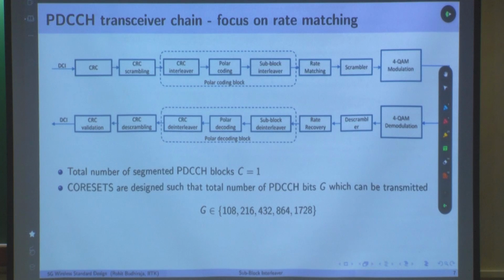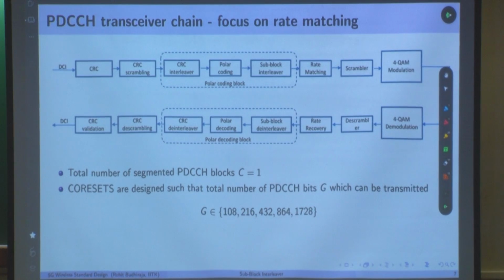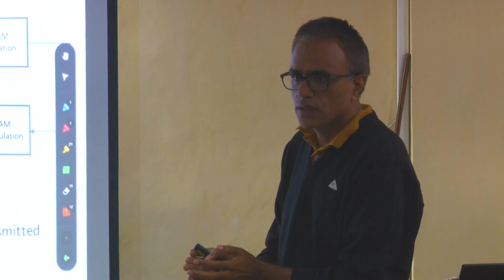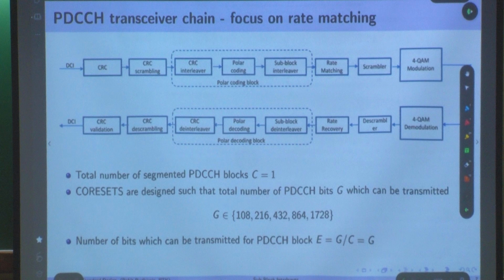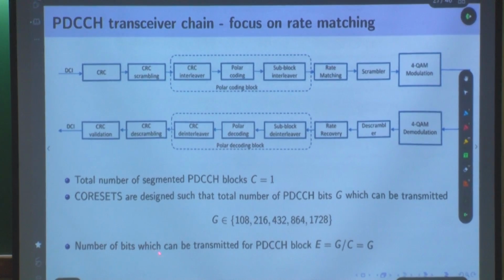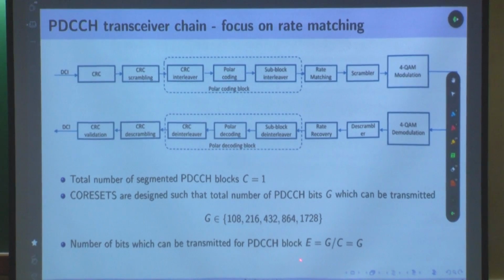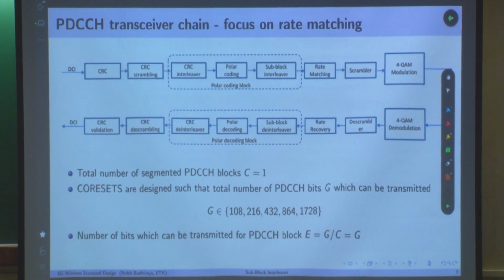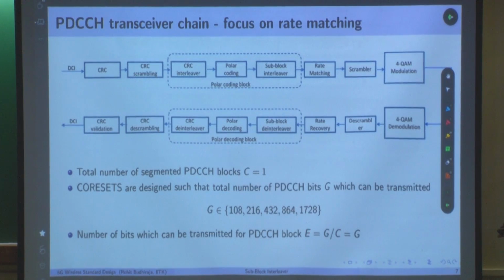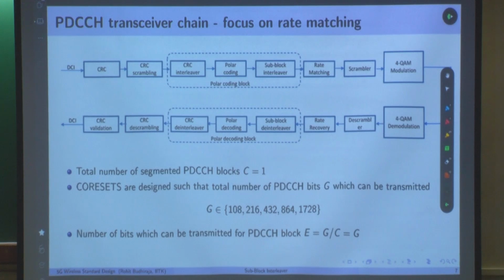Of course, how many core sets are allocated to a user is a function of what SNR it is observing, because that's the example we took. For the same 164 bits, one of these 4 core set sizes could be allocated to a user. This is denoted as G. So the number of bits which can be transmitted for a PDCCH block, just to keep the notation the same, E is equal to G by C, and E will be equal to G because C is 1. If G is this, you divide the bits equally among the number of code blocks. Here C is 1, so you get E as G. E is per code block and G is the total number of bits. Please keep this notation in mind: E, G, and C is 1.